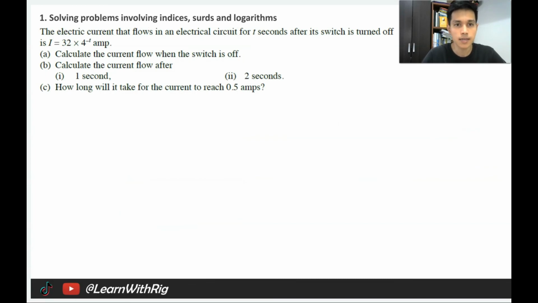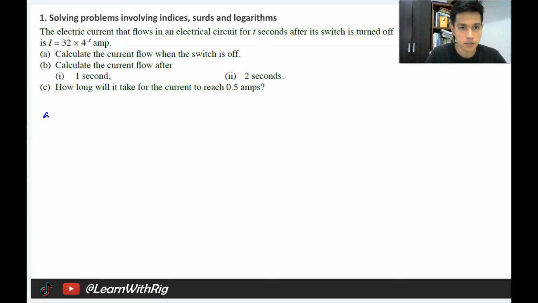Next, the electric current that flows in an electrical circuit for t seconds after its switch is turned off is given. What they're saying is, whenever there is current flowing in the electric circuit and you turn it off, there will still be a bit of current in the circuit. It takes time for it to die down to 0. So this is the formula to show the amount of current in the electrical circuit at different times.